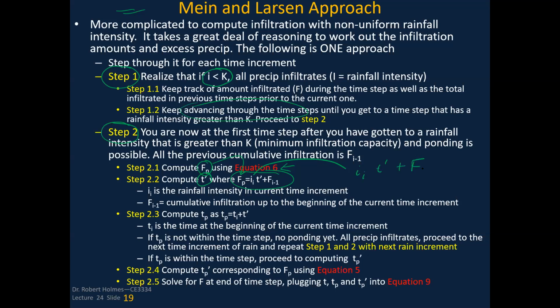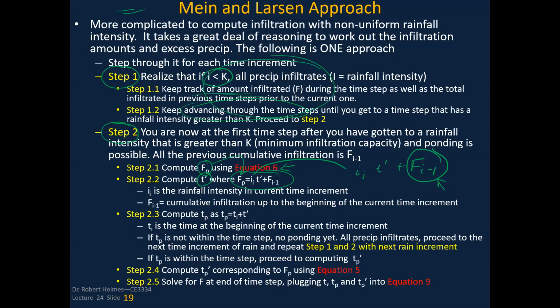And then F sub I minus 1, that's all the rainfall that's infiltrated prior to the time step you're in. So if there were 2 or 3 time increments of rain that went into the ground in step 1, you have to keep track of those. You need to keep track of the amount of infiltrated rainfall, because that's going to be this F sub I minus 1.